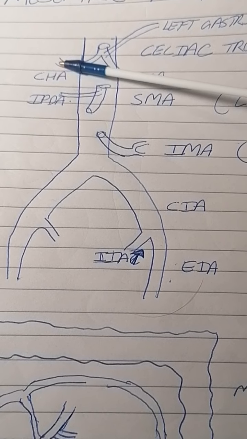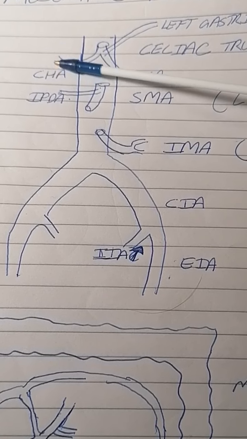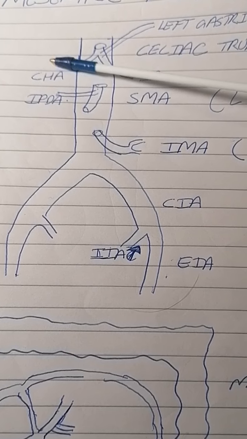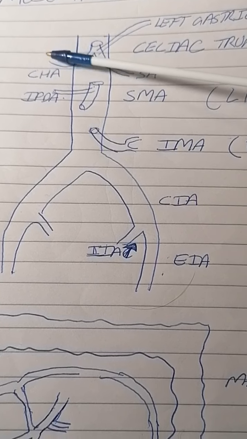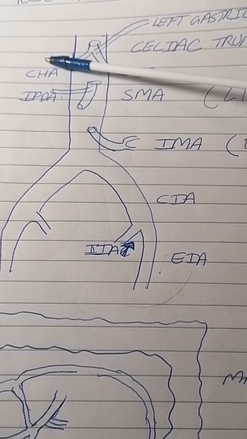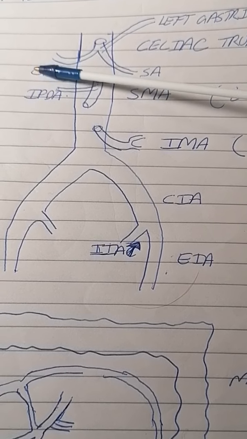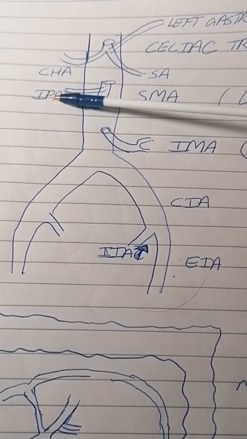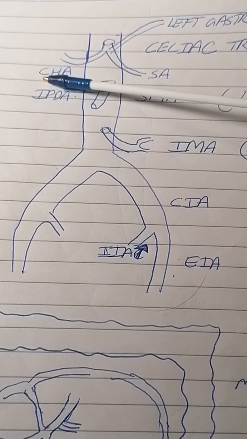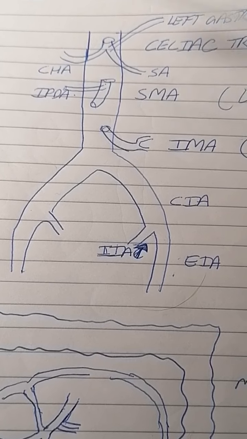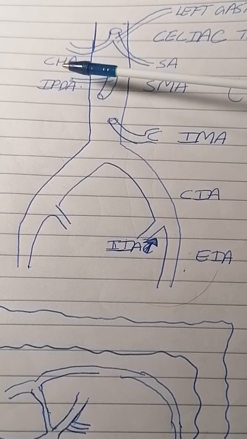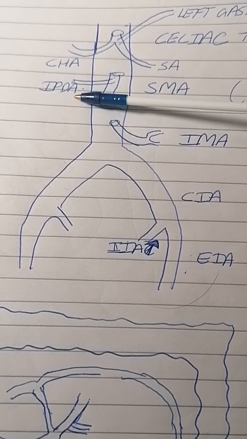This common hepatic artery further gives branches like your proper hepatic artery, your right gastric artery, and your gastroduodenal artery, and that gastroduodenal artery further gives a branch known as SPDA, the superior pancreatico-duodenal artery. Why am I telling you about the SPDA? Because here I've written IPDA.